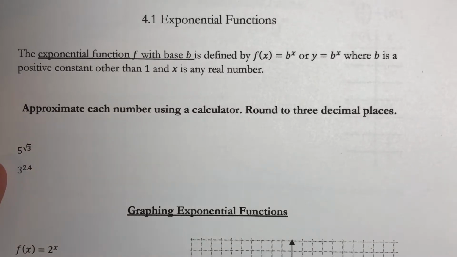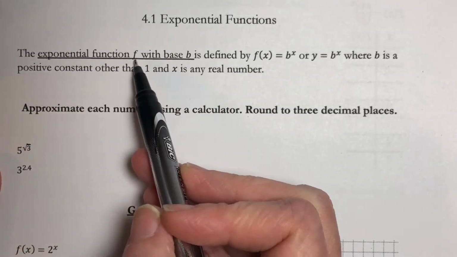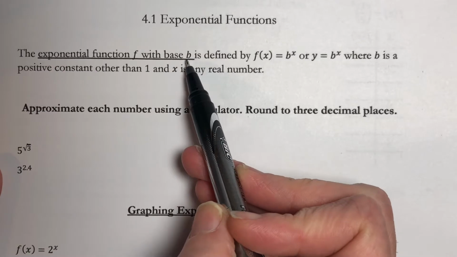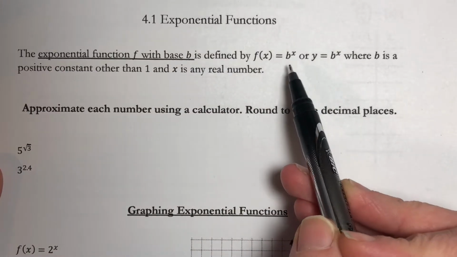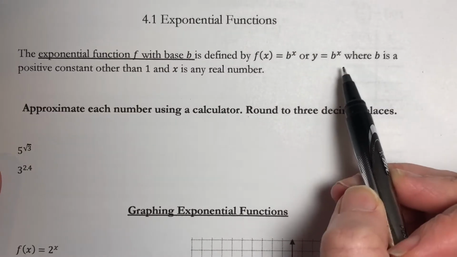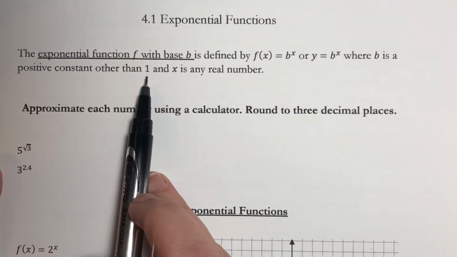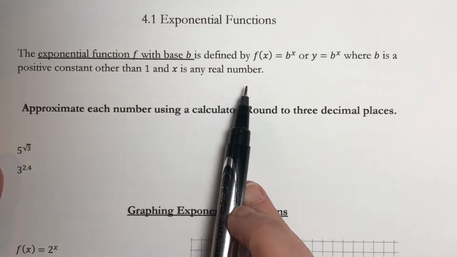We're just going to start off with an exponential function f with a base b is defined by f of x is equal to b to the x, or y is equal to b to the x, where b is a positive constant other than 1, and x is any real number.